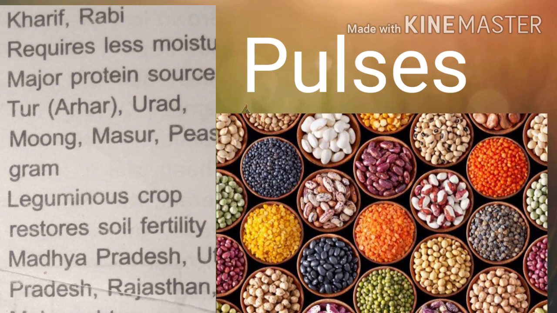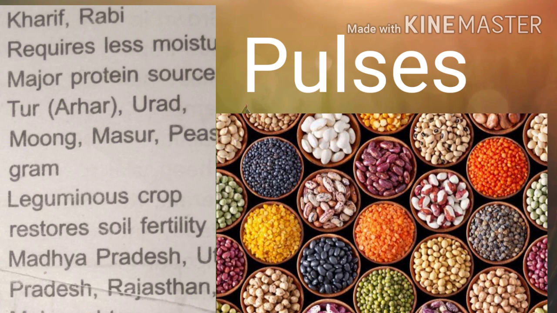Next we are going to see pulses. Pulses are also treated as kharif and also as rabi crop depending upon the areas where they grow. Pulses require less moisture for their growth. Pulses are major sources of protein, and the names of some pulses are given here: urad, moong, masoor, etc.